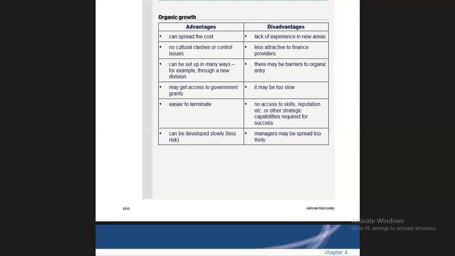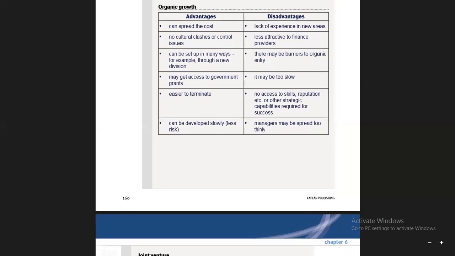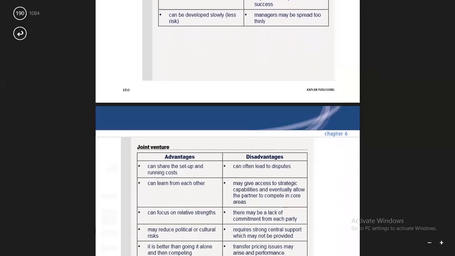Yes, no access to skills, reputation, or other strategic capabilities required for success. They only believe in themselves, so they will not get into new skills and new blood, fresh blood. They are not getting into those recruitment processes. Managers may be spread too thinly. Yes, they are spread too thinly. So organically, these are the advantages and disadvantages.